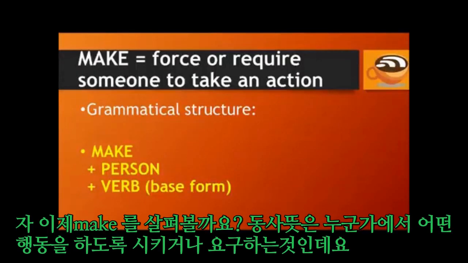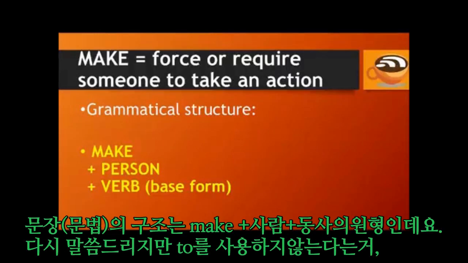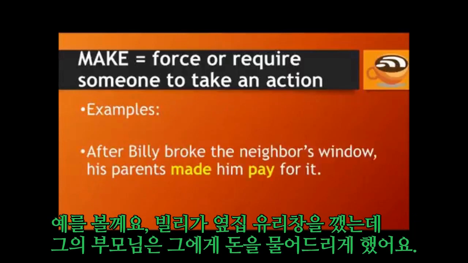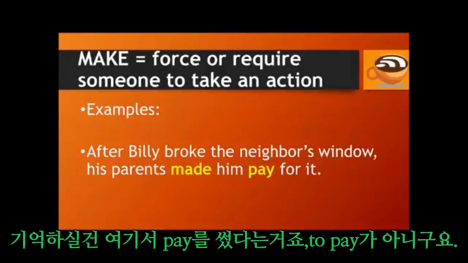Now let's look at the verb make. This means to force or require someone to take an action. The grammatical structure is make plus the person plus the base form of the verb. Again, we don't use the word to. For example, after Billy broke the neighbor's window, his parents made him pay for it. Remember, we use the base form, pay, and not to pay.